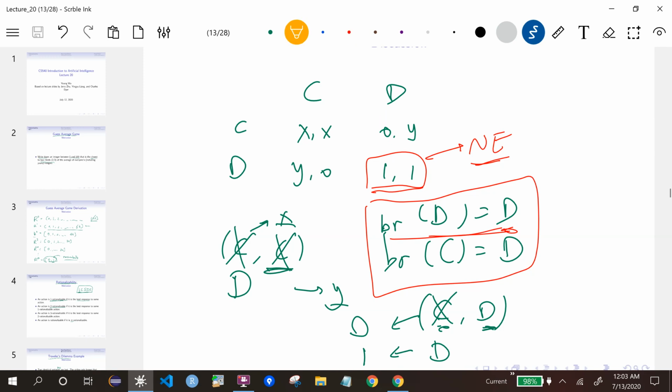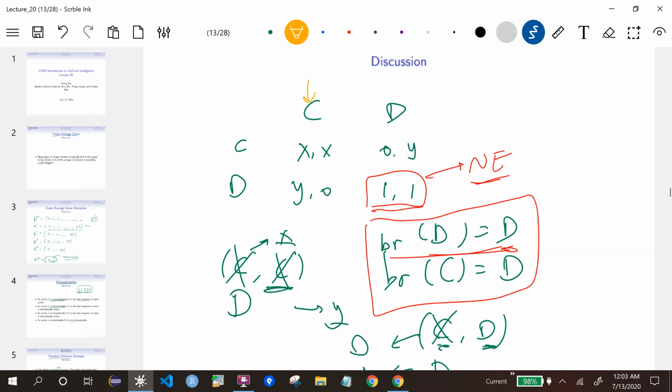The way to do that is just to highlight the best responses. Fixing the column player playing C, I'm going to highlight whichever number is larger. So here, I'm going to highlight y, and similarly, if the other player is playing D, I'm going to compare 0 and 1. I'm going to highlight 1. Remember, the first number is the row player, and the second number is the column player. I will not specify this on the exam. You need to know that when we draw a matrix like this, the first number is for the row player, and the second number is for the column player.